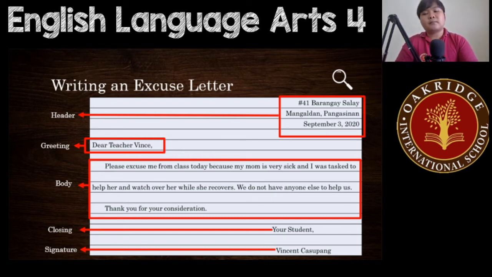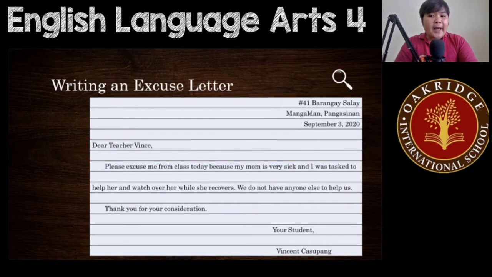Now, there are just a few things that I'd like to point out. Number one, remember, you have to skip one line after the header. So for the heading, the address line 1, address line 2, and the date, you will not skip any lines. But after that, you would always skip one line. So take note of that. And please don't forget to put that last part, thank you for your consideration.